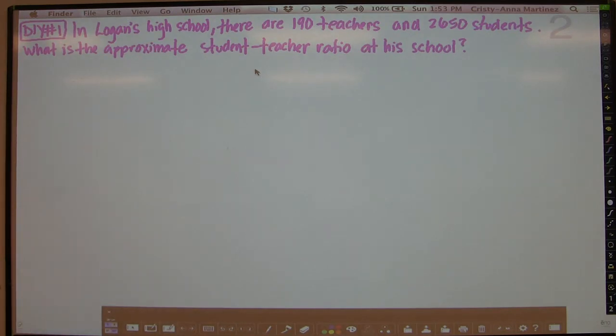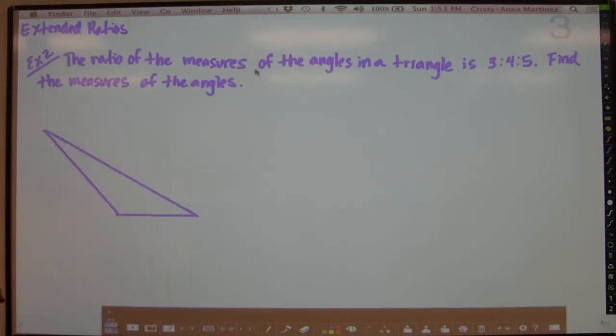So now I would like you to try this do-it-yourself question number 1 here, and then we're going to move on to extended ratios, because believe it or not, you can extend a ratio. Basically, an extended ratio just means that you are now comparing, instead of just two quantities, 3 or more quantities. And that's what an extended ratio is, but it doesn't really change much of what we're doing. You can just compare 3 or more quantities at the same time.